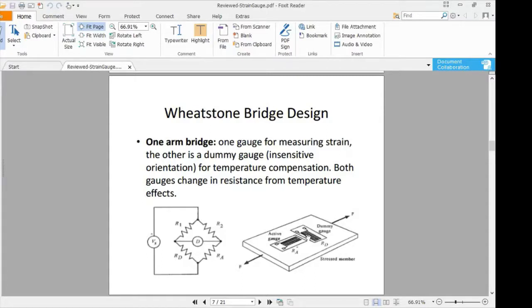The main use of this dummy gauge is just as a detector of the temperature change. Since these two strain gauges have the same resistivity, the temperature effects on the two strain gauges are assumed to be equal. Therefore, any change in this dummy gauge can be effectively compensated through the Wheatstone bridge. The dummy gauge is usually placed at the third resistor, whereas the active gauge is placed at the fourth resistor in the Wheatstone bridge.